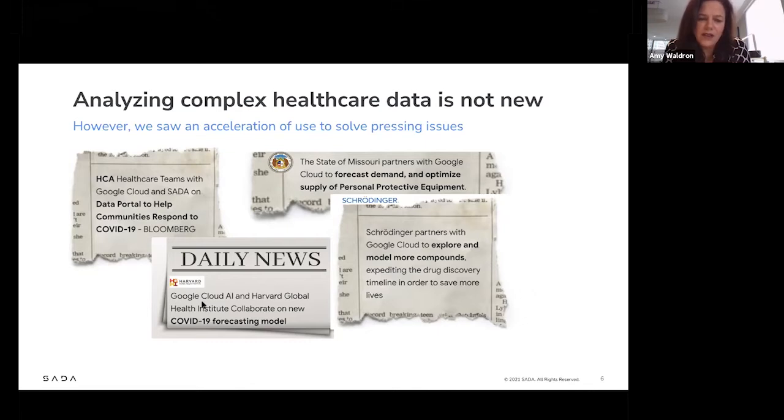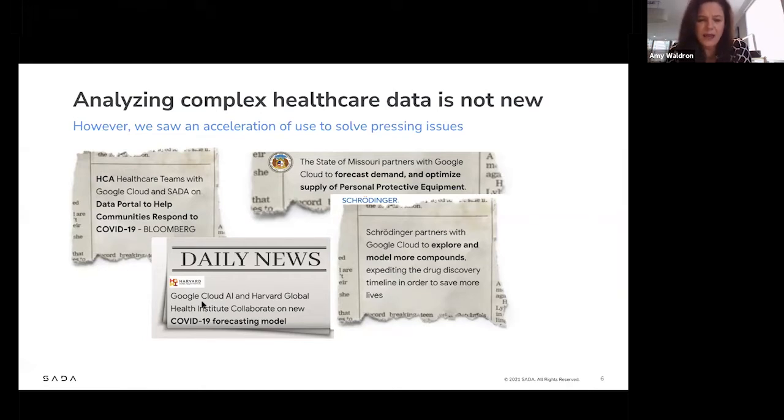And then with Harvard Global Health Institute, collaborated with them around the COVID-19 forecasting models that so many of us have used. And then last but not least, we worked with Schrodinger to explore and model more compounds, expediting the drug discovery timeline in order to save more time and more lives. So really all of these projects centered around ingesting data from both internal organizations as well as external sources. That's really the power of the interoperability capabilities that have come out today.